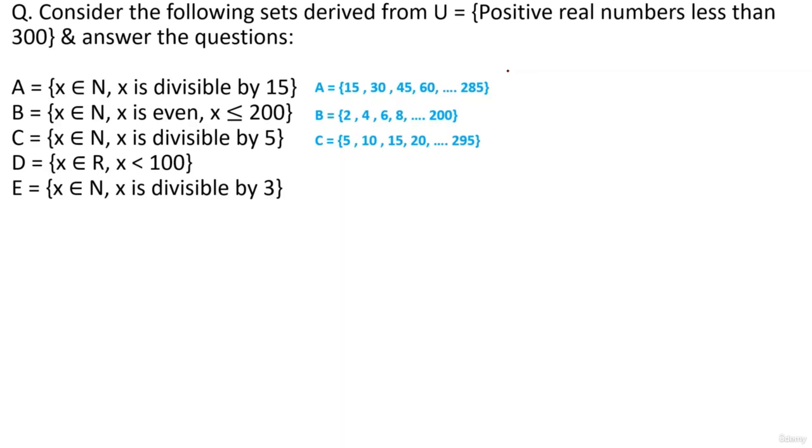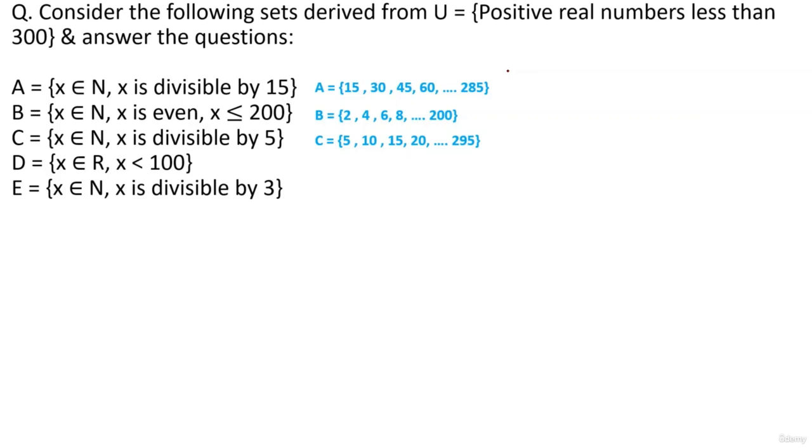If you talk about D, D will be an infinite set. Why? Again, x belongs to real numbers in D, and x is less than 100. Okay, so here D is nothing but a subset, a proper subset of U. In this case, actually, all these sets are proper subsets only. Okay, but D is a real number also here in this case. Okay, so D will be an infinite set as such.